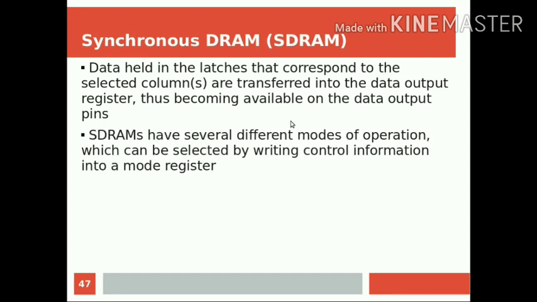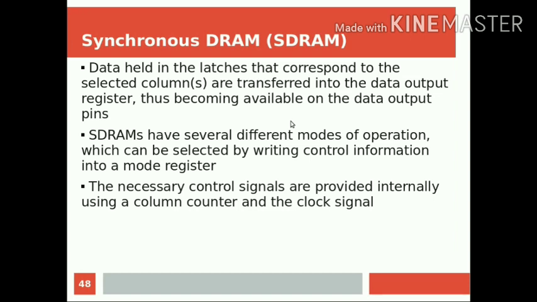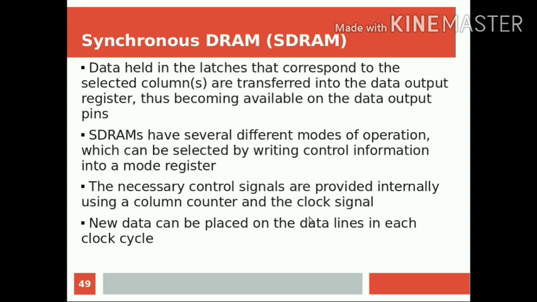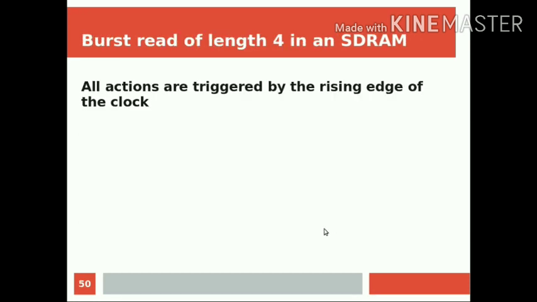The different modes of operation we already discussed. The necessary control signals are provided internally using a column counter and a clock signal. New data can be placed on the data lines in each clock cycle in the case of a block transfer. Next, we can consider the burst read of length 4 in an SDRAM. Burst read means block data transfer, or we can say a fast page mode operation. All actions are triggered by the rising edge of the clock.